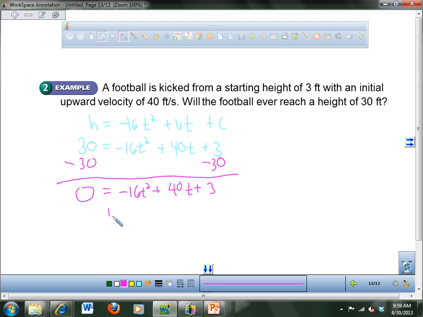Okay? So now I'm going to do b squared minus 4ac. So b, and this is b. So it's 40 squared minus 4 times a, which is negative 16, times c, which is positive 3. Right? Here's a, here's b, here's c. And so 40 squared I happen to know is 1,600. I also know that 3 times 16 is 48, and 48 times 4 is 192.